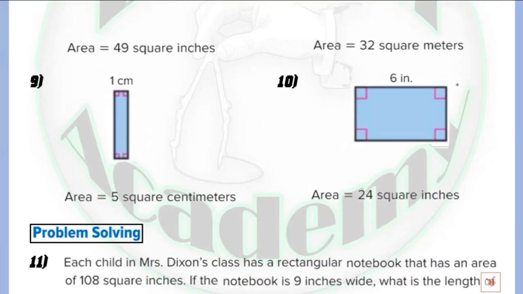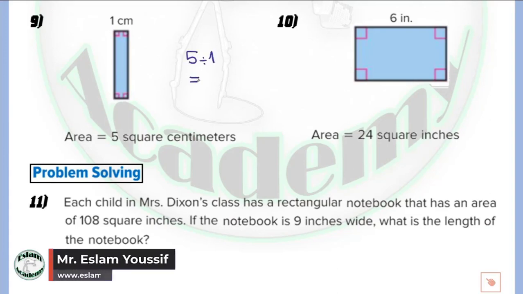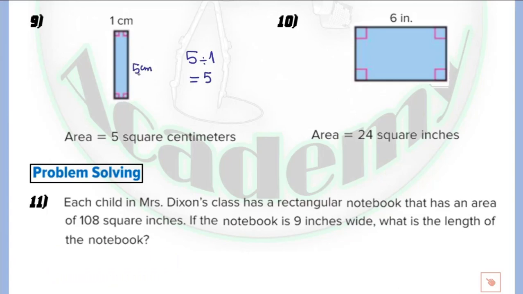The same in question number 9. In question number 9, we have the area equal to 5. And we need to find the length of the missing sides. Just divide the area by the length of the side. You will find that the answer equals 5. So the length of the rectangle will be 5. So the opposite will also be 5. And the length of the opposite side here to 1 will be 1 centimeter.